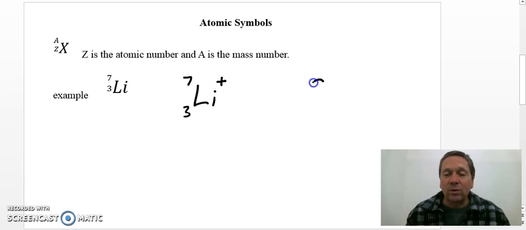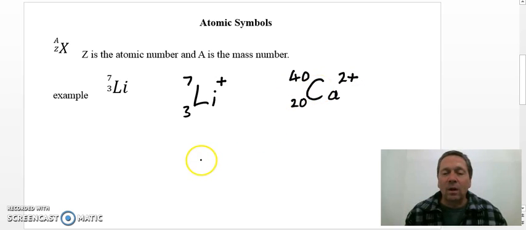Another one which we could do might be calcium, and so we have 20 protons. Calcium also has 20 neutrons, that makes a total mass of 40, and calcium is often 2 plus charge, so it might look like that. Okay, so that's how you do atomic symbols. You can do one for all of the elements of the periodic table.